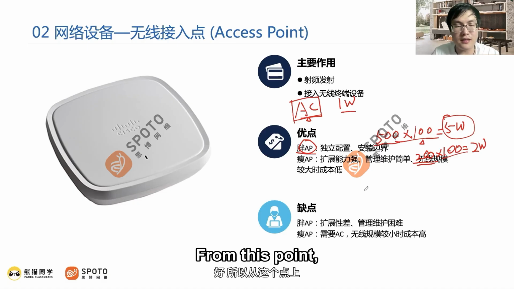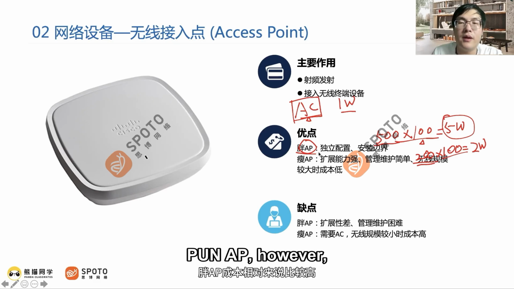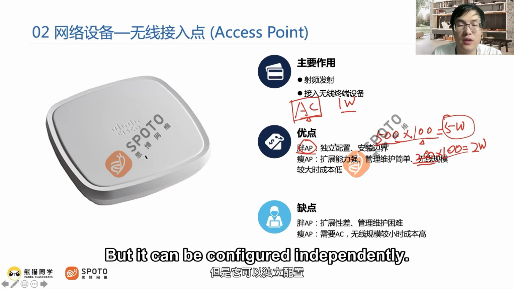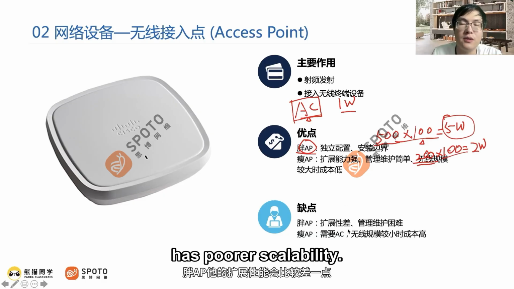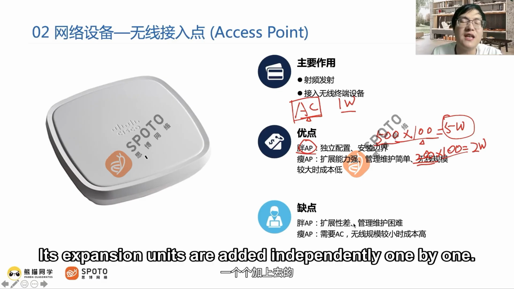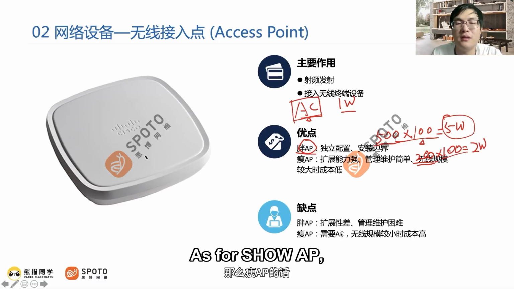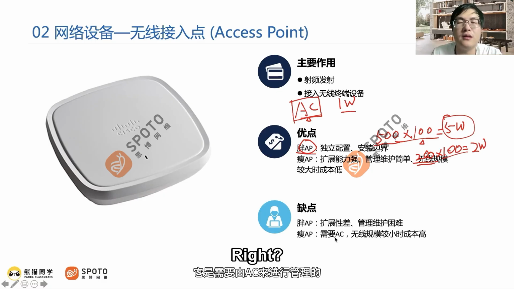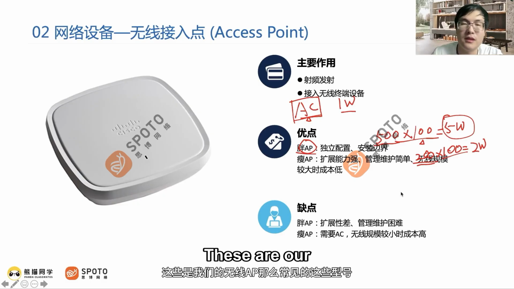So, from this point, you can also see that our show A has a relatively low cost. PUN A has a relatively high cost, but its drawback corresponds accordingly. PUN A has poorer scalability. Its expansion units are added independently one by one. Management and maintenance costs are also higher. As for show A, it needs to be managed by the AC. So, for small-scale deployments, the cost will be lower.